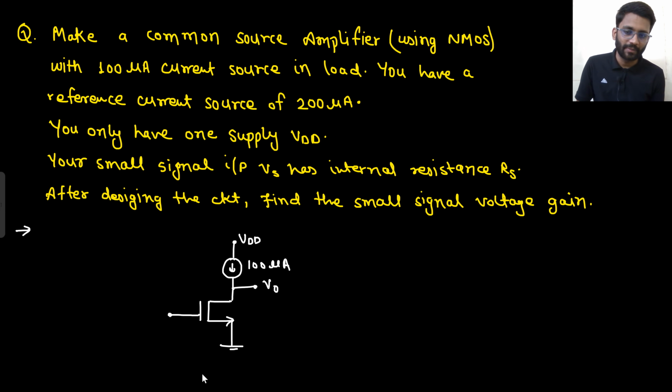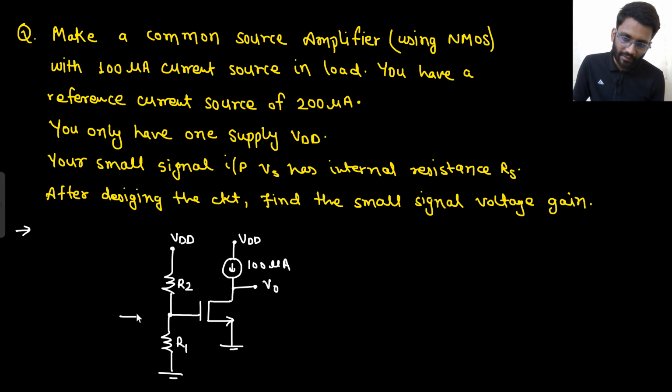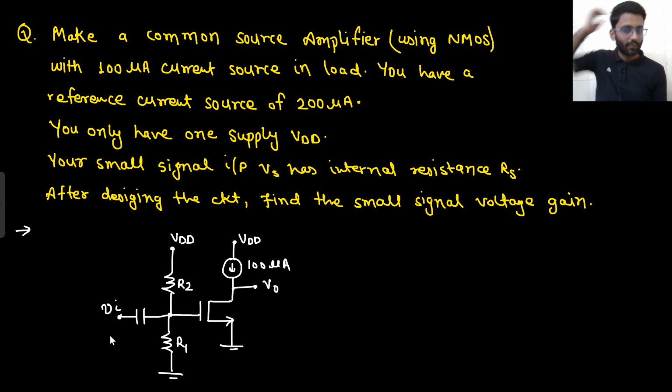So if there is only one supply, how do you bias it? We have already seen it in the MOSFET amplifier. This is how we bias it. You have only one supply, that is VDD, R2, R1, and here I will apply my small signal input, that is my Vin.